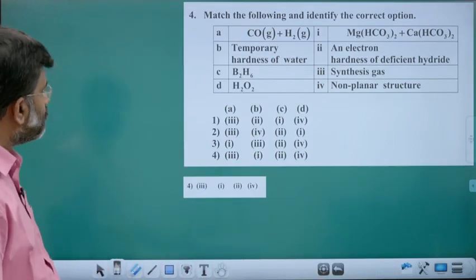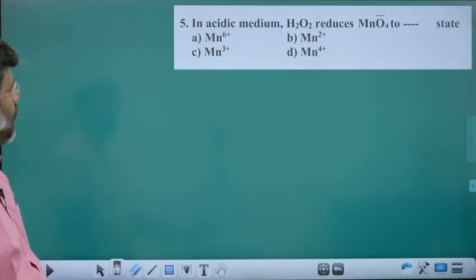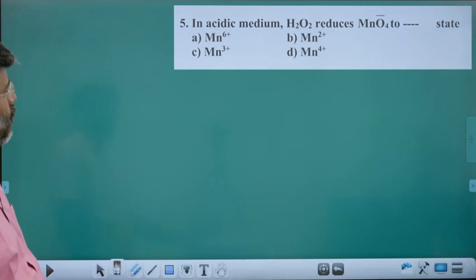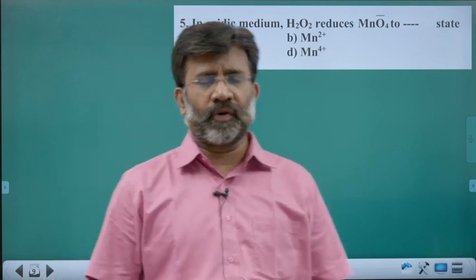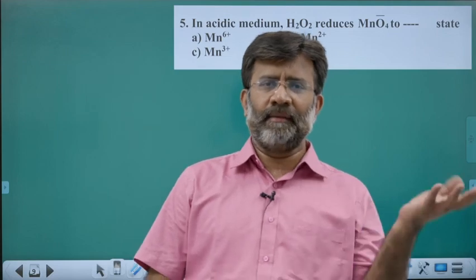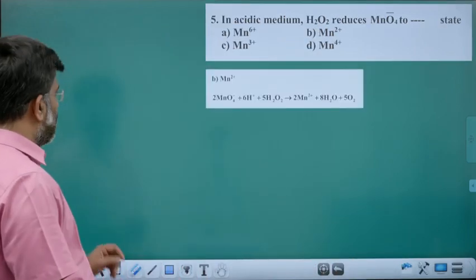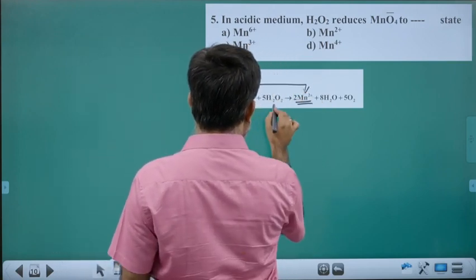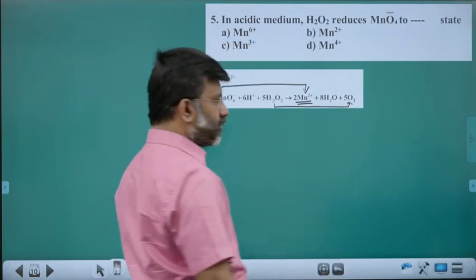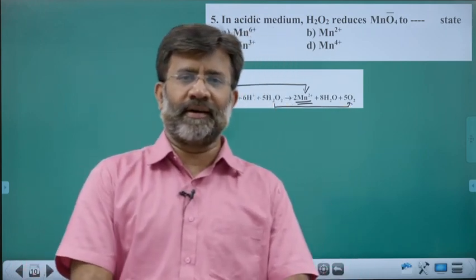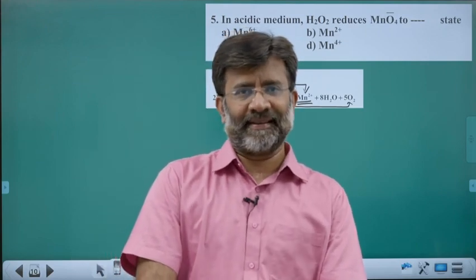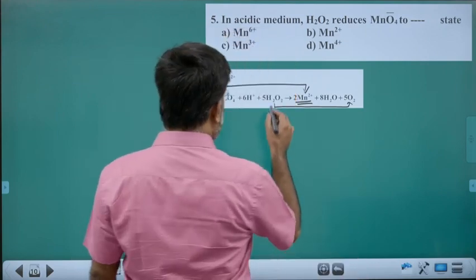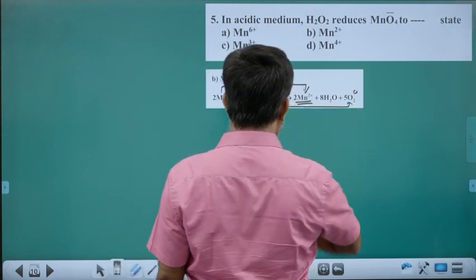Next. In acid medium, H2O2 reduces MnO4 minus. You see, in acid medium, MnO4 minus is converted to what? In acid medium, permanganate will be switching to Mn2 plus. So this is reduced while this is oxidized. H2O2 upon oxidation, you will get oxygen. Right? Oxygen minus 1 oxidized to 0.